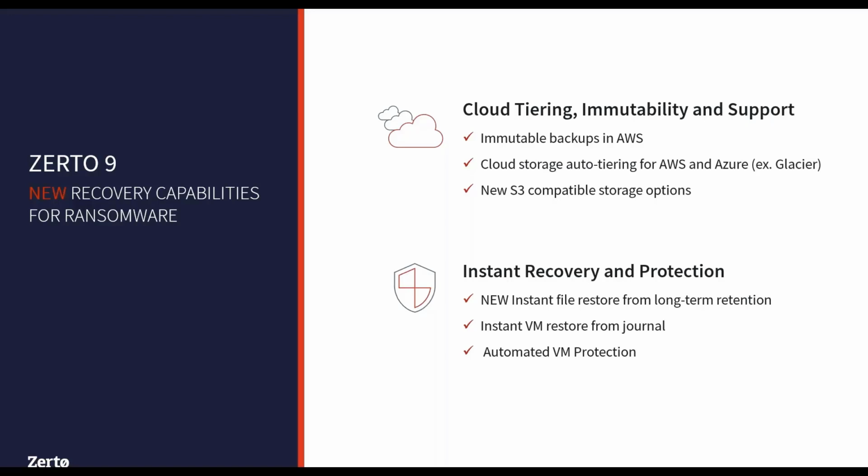We also added instant recovery and protection. Instant recovery with regards to files: we can now recover files directly from any of our long-term retention repositories. We support instant VM restore from the journal, rewinding a single VM back to a few seconds ago within only a few minutes, just the start of a VM. I'll actually be demoing that later on. And automated VM protection: using vSphere tags, we can now automatically protect VMs based on those tags, ensuring that no application is left unprotected.